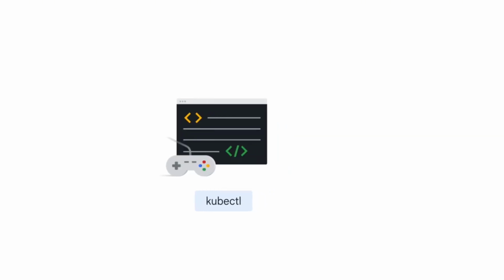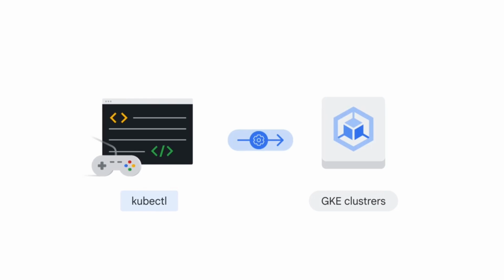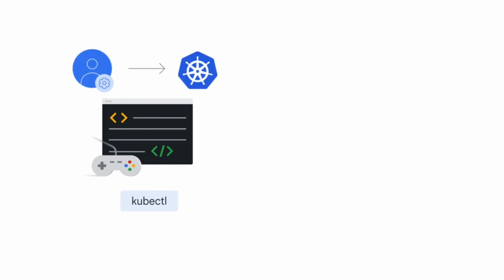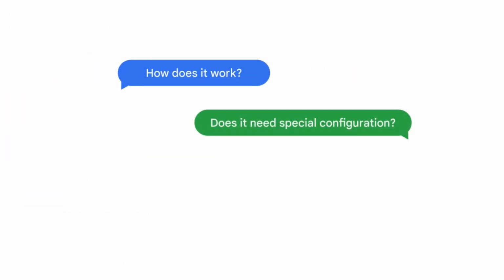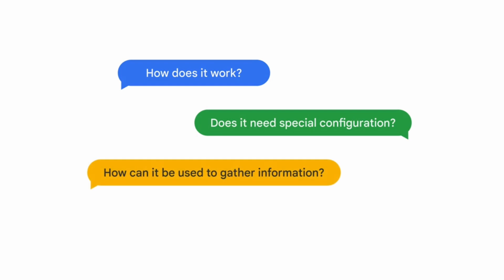kubectl is a command line tool to interact with GKE clusters. Because it allows you to manage Kubernetes resources from the command line, it makes it easy to automate tasks and to troubleshoot problems. But how does it work? Does it need special configuration? How can it be used to gather information about the containers, pods, services, and other engines running within the cluster?